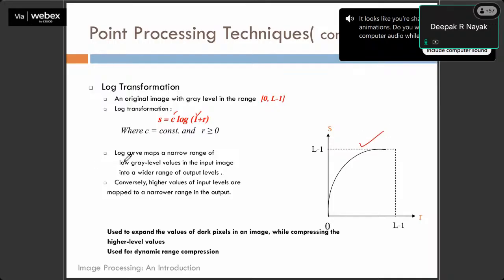This logarithmic transformation is basically used for dynamic range compression. Sometimes you may find that the dynamic range of the image is very, very high, so you cannot visualize it using the display device. The display device won't support this, and if you want to fully visualize it, there may be some information loss. So the logarithmic transformation may be used to compress the dynamic range, so that most of the information is preserved and displayed by your display device.